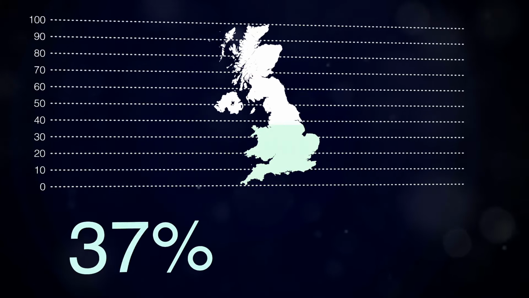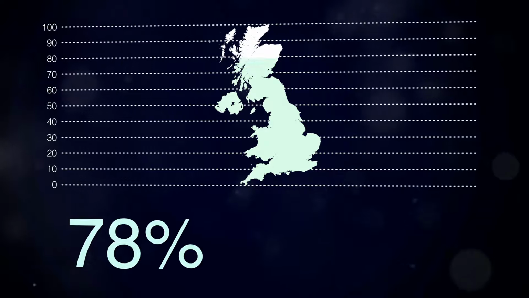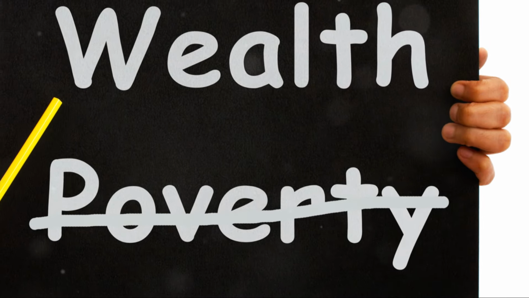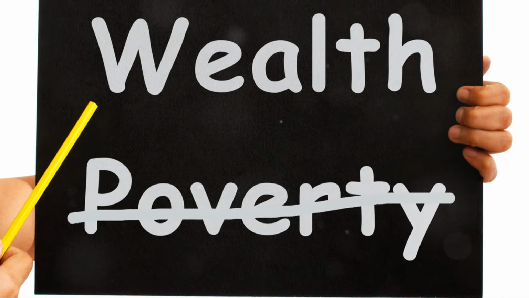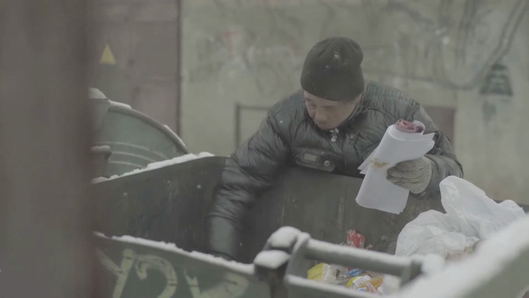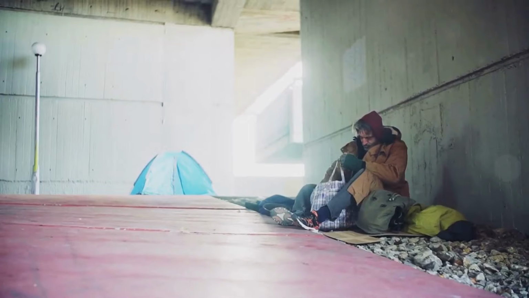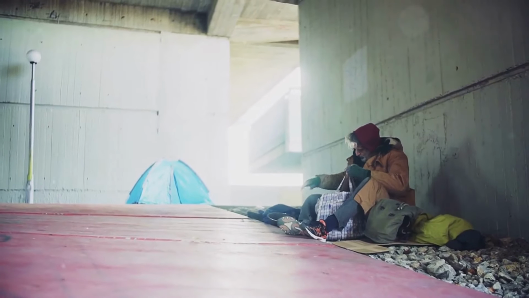Section 5, the numbers today. Despite being one of the world's wealthiest nations, the UK struggles with persistent poverty. Today, millions of people across the country live below the poverty line. This means they lack the income to afford basic necessities like food, shelter, and heating.